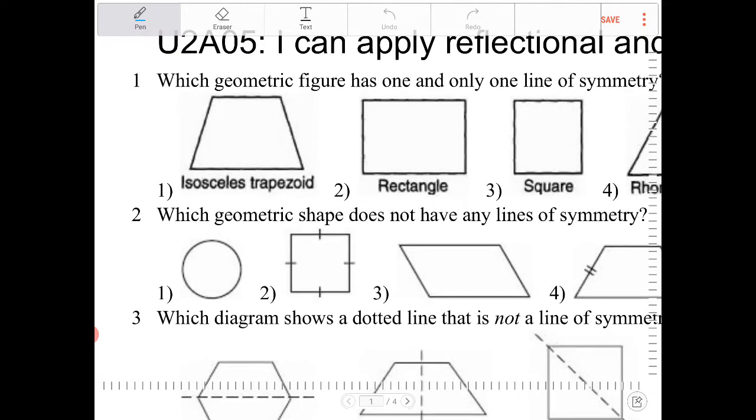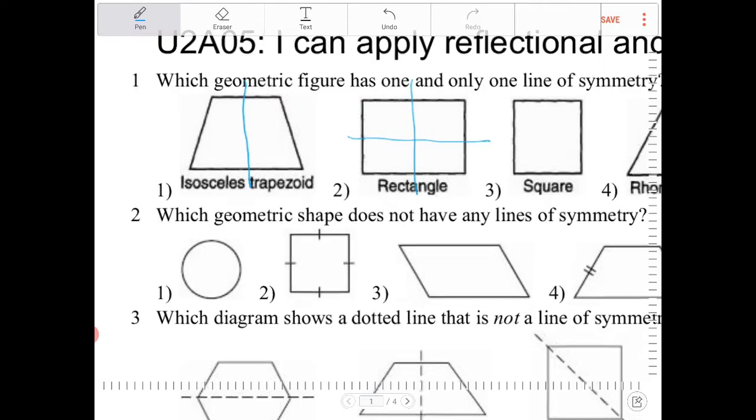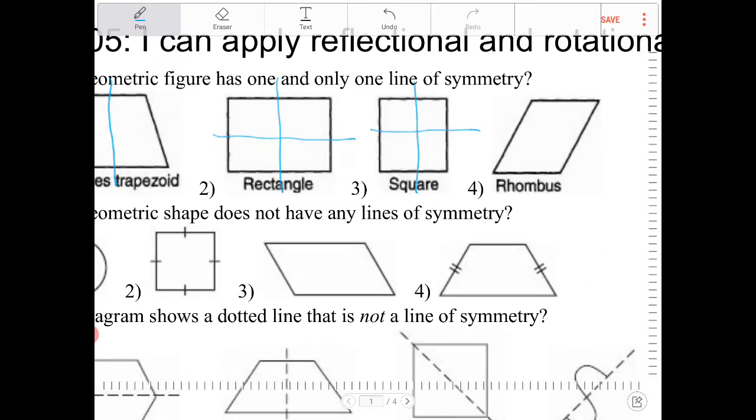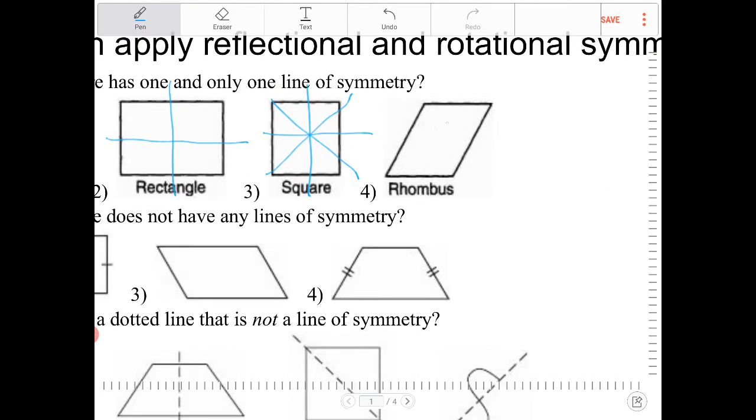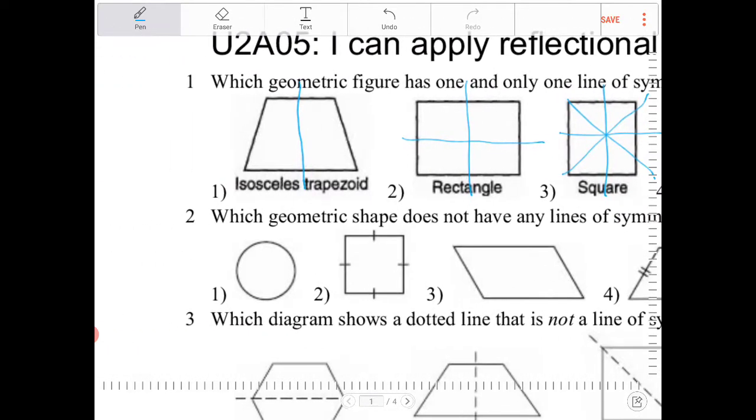So, looking at this right now, I have an isosceles trapezoid. That is a line of symmetry, and I only see one. Here we have two lines of symmetry. That's a rectangle. Here we have 1, 2, 3, 4 lines of symmetry. This is a rhombus. So a rhombus is actually made up of 4 congruent right triangles. So actually we have 2 lines of symmetry there, and that's it. So the only one is the isosceles trapezoid.